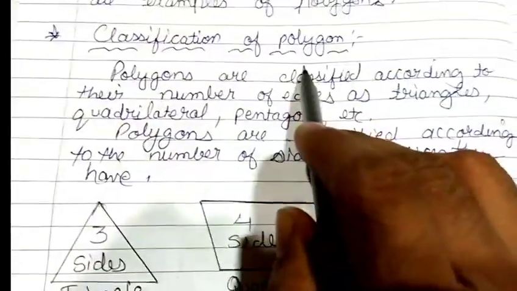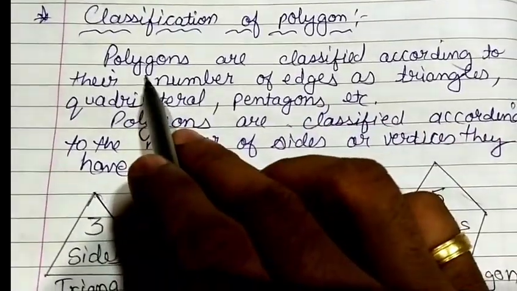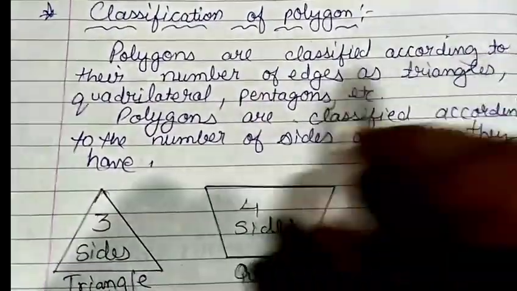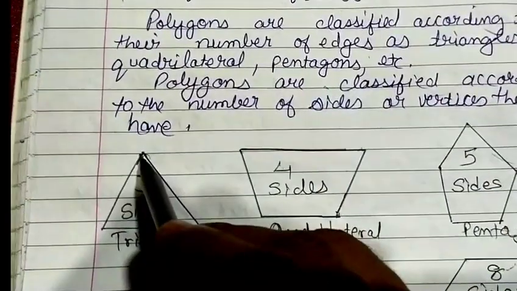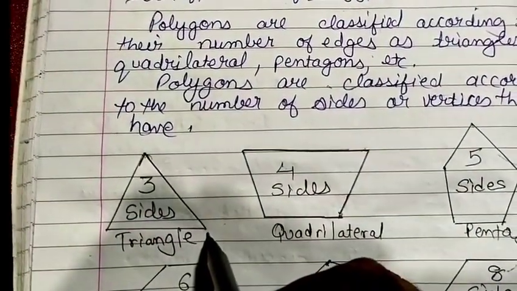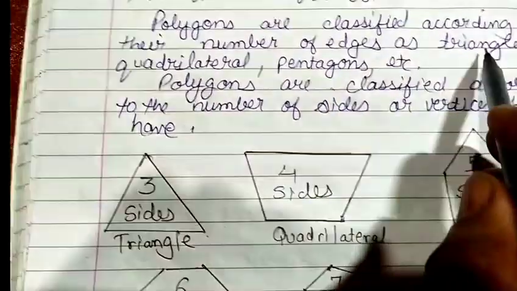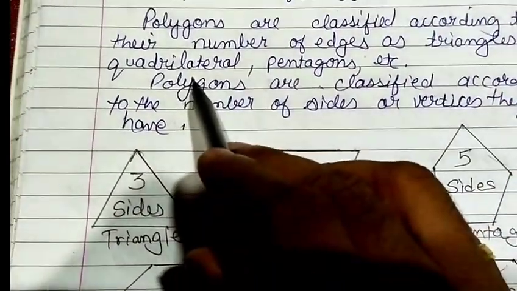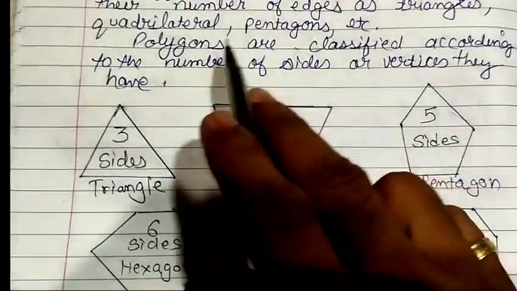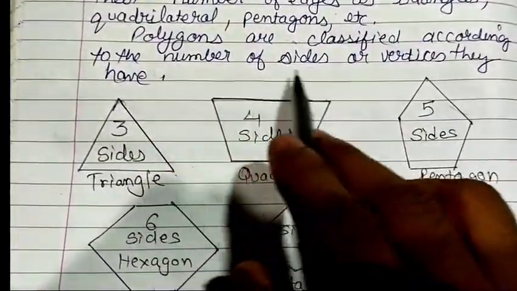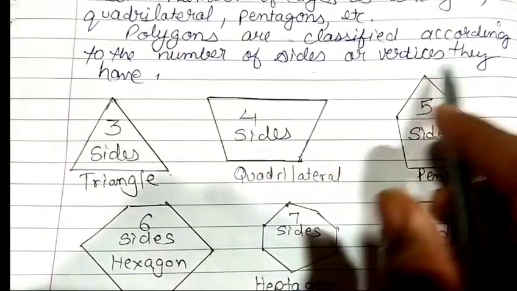Now after that we will see classification of polygons. Classification means the polygons are classified according to their number of edges. Take for example, it can be a triangle, quadrilateral, pentagon, and so on. Polygons are classified according to the number of sides or vertices they have.